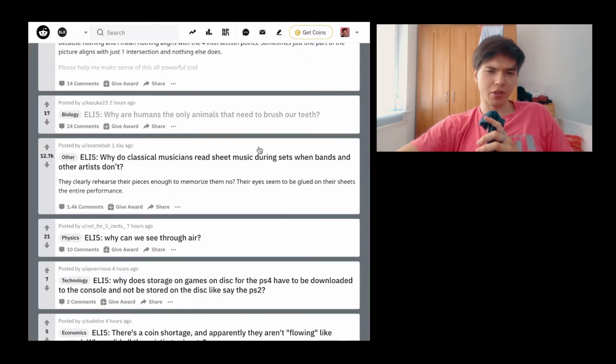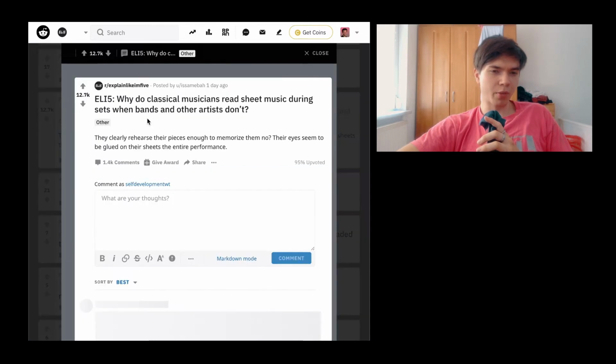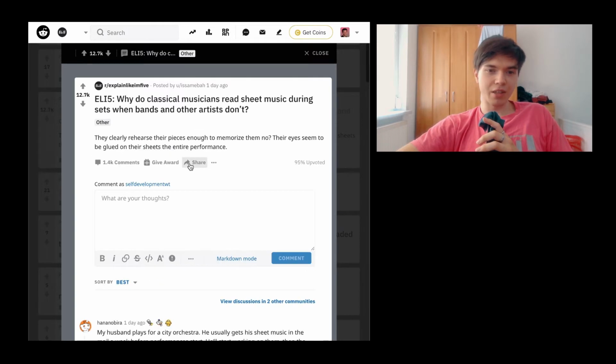I thought about that. Why can we see through air? Why do classical musicians read sheet music during sets when bands and other artists don't? They clearly rehearse their pieces enough to memorize them. No? The eyes seem to be glued to their sheets the entire performance. The explanation must be very easy. Thank you.